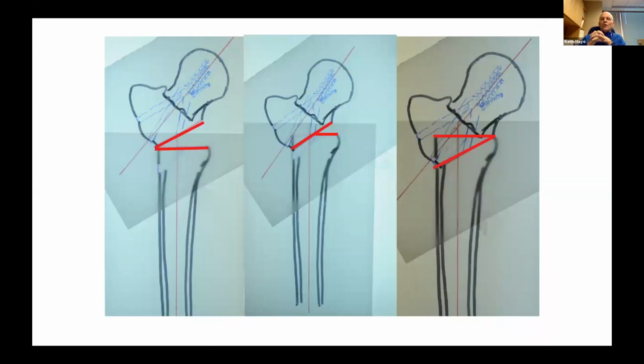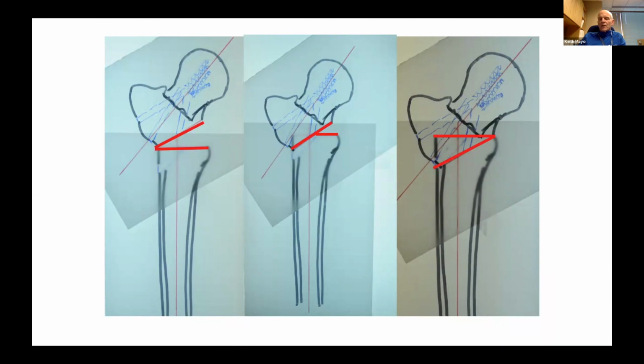One is a pure opening, which is highly unstable, and you can probably only get away with this in kids. You can do a combined opening closing, which is usually what happens in the majority of cases where we're trying to regain length. Or you can do a pure closing wedge, which is inherently the most stable, but gives us the least length restoration.